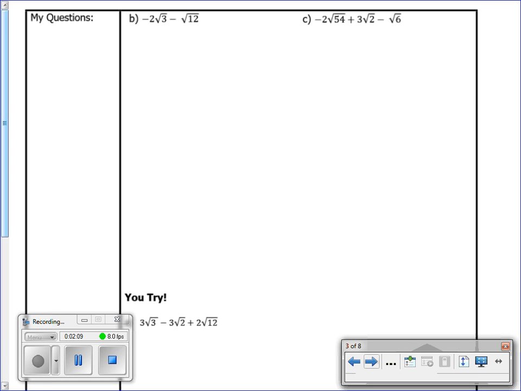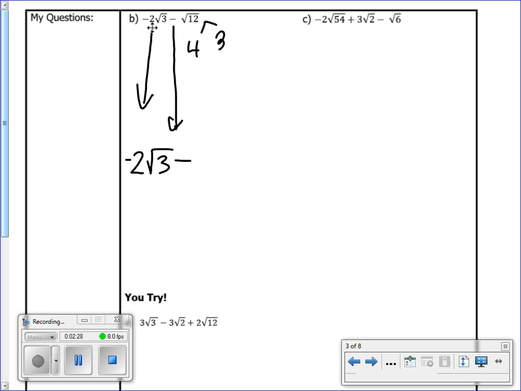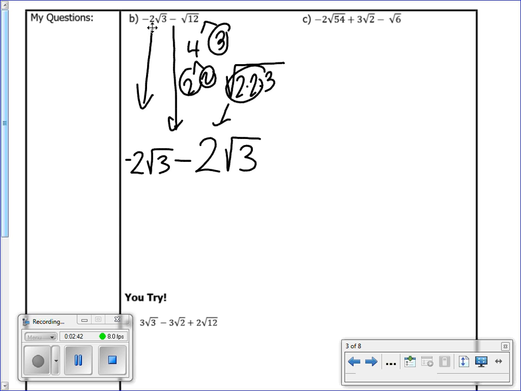Letter B, same idea. We have negative 2 square root 3 minus the square root of 12. The radical of 3 I can't break down, so that's going to stay negative 2 square root 3. I'm going to carry down my subtraction sign as well as I go. And now we have 12 to break down. 12 breaks down to 4 and 3. 3 is prime. 4 breaks down to 2 and 2, both prime. When I rewrite this inside my radical, you're taking out twins. So we only have one set of 2, and they come out as 2 square root 3.